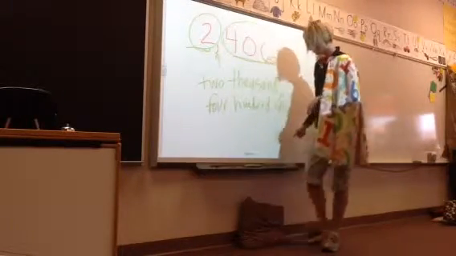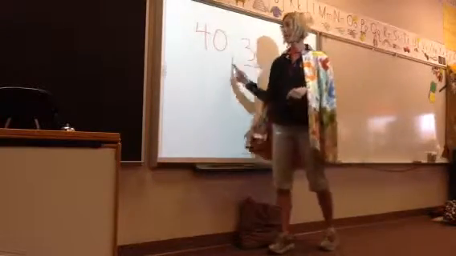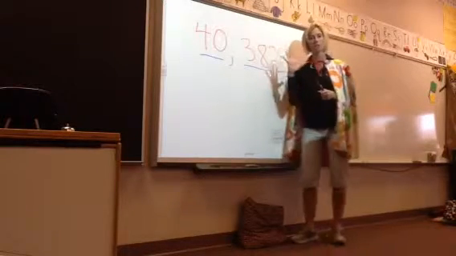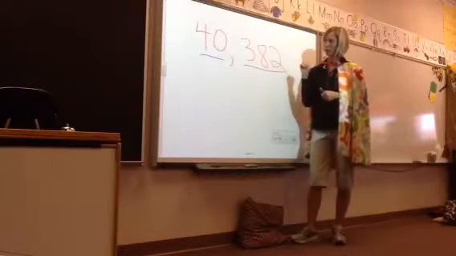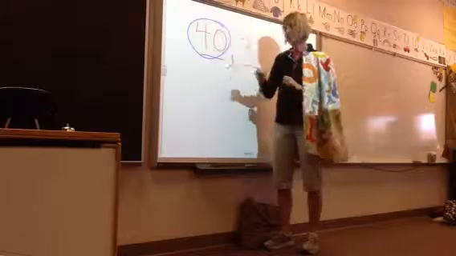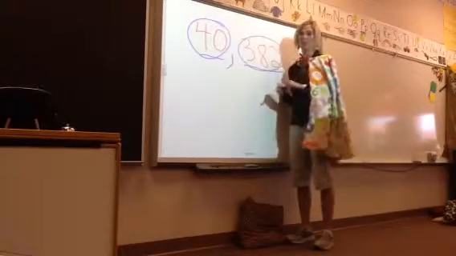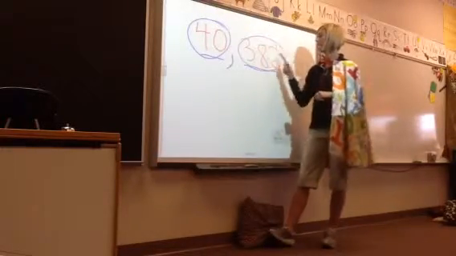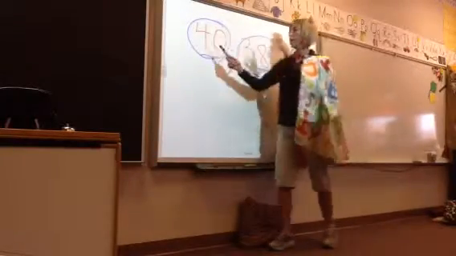Okay, let's try another one. Again, how many periods do we have here? We have 2. Ones period, thousands period. Try and say the number. Go. 5 seconds. Okay, first period. 40. What period are we in? 1,000. And look at the last period. 382. Okay, let's say the number together. 40,382. 40,382.